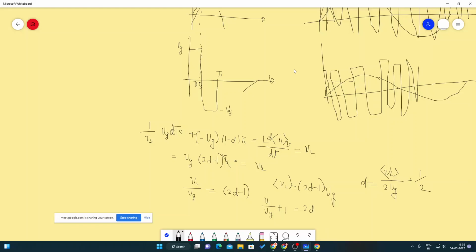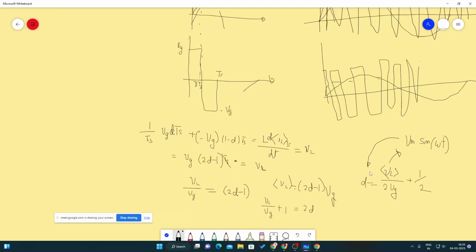No, you are confusing. Output average voltage is this above VL. This is the average, so this VL. So how will the D function vary? What I need is this VL to be some Vm sine omega t. Accordingly, I need to vary the D in every switching cycle.